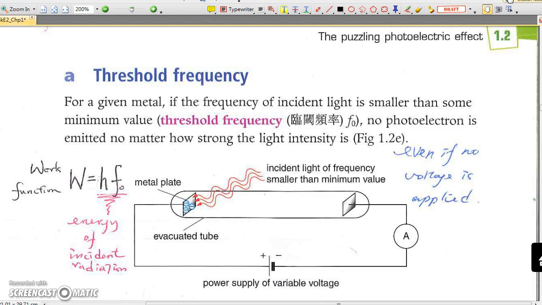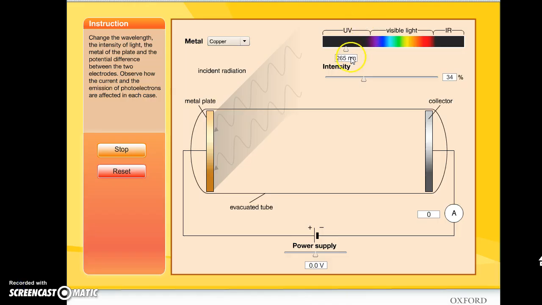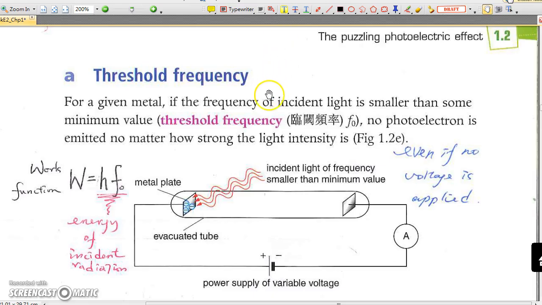When the wavelength is short enough, that means the frequency is high enough. So the minimum frequency that can produce photoelectrons is called the threshold frequency. And when the frequency of the incident light is higher than this minimum value, higher than this threshold frequency, then there can be photoelectrons produced. On the other hand, if the wavelength is longer than the threshold, no matter what intensity it is, so that the frequency of incident light is not high enough, then there would not be enough energy to start the photoelectric effect.